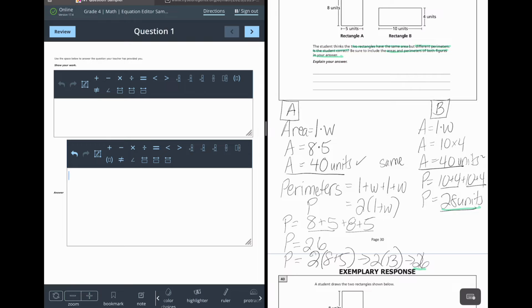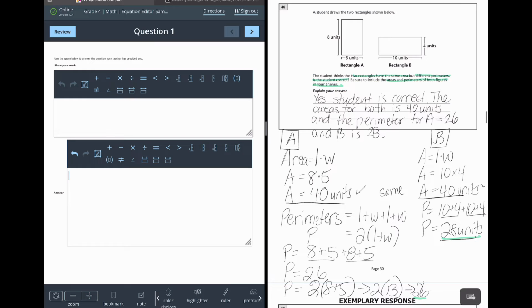So the first question, is the student correct? Yes. Student is correct. The areas for both is 40 units. And the perimeter, and I'm pretending these are my notes, for A is equal to 26 and B is 28. Okay, so I have all my reasoning down.